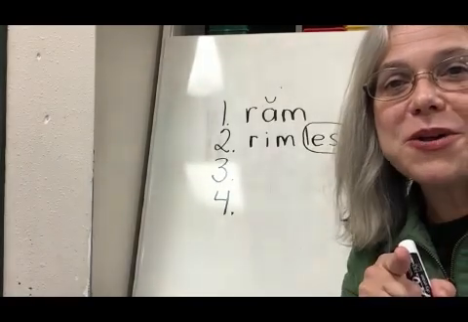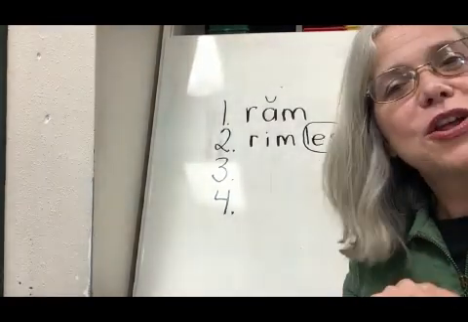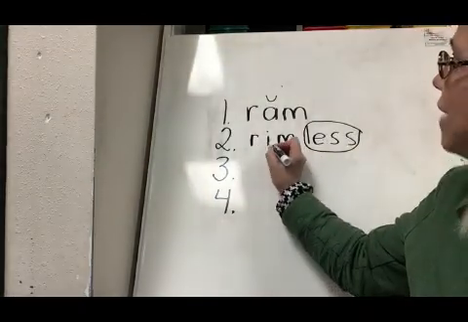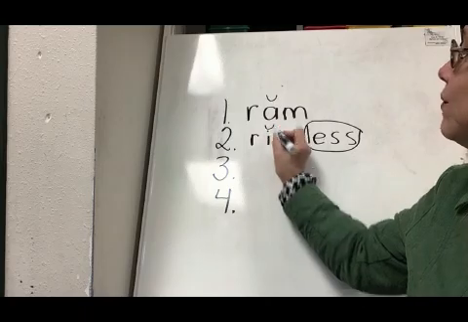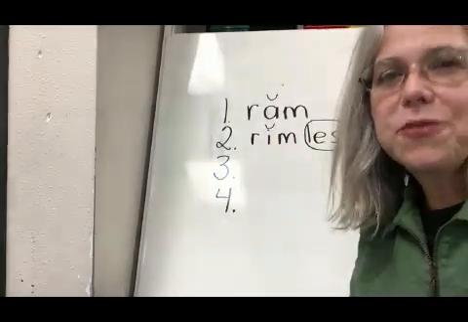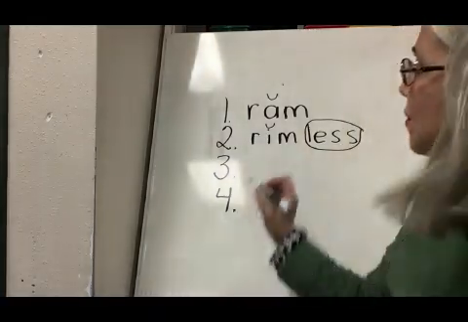Any consonants to code? Okay. Let's go straight to our vowel. What's our vowel? Right, the I. A vowel enclosed syllable is short. Code it with a breve. What's the sound of short vowel I? I. Can you read that word? Rimless. Very good. Let's go to number 3.